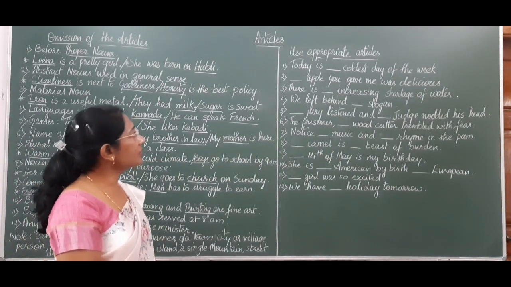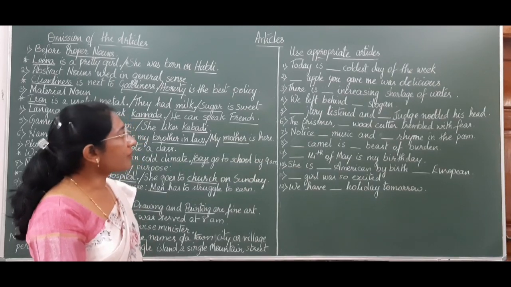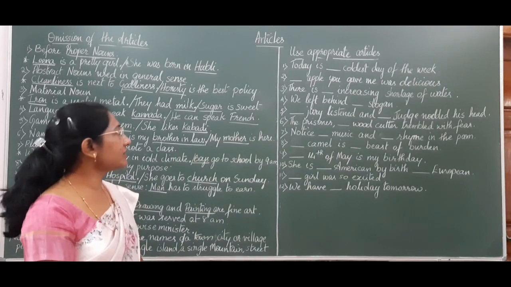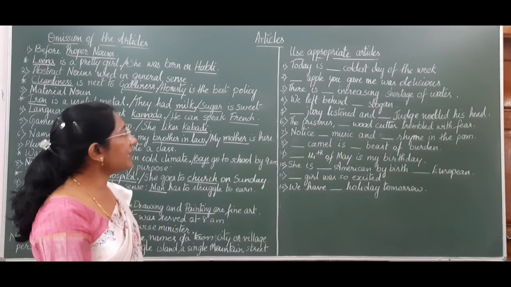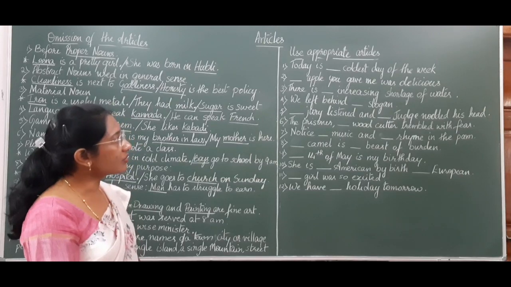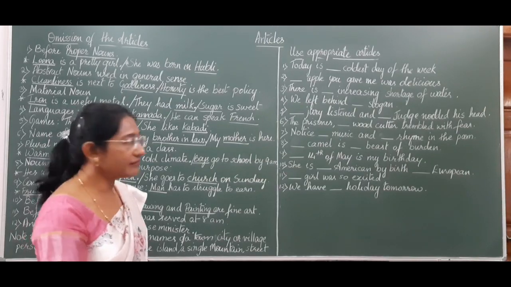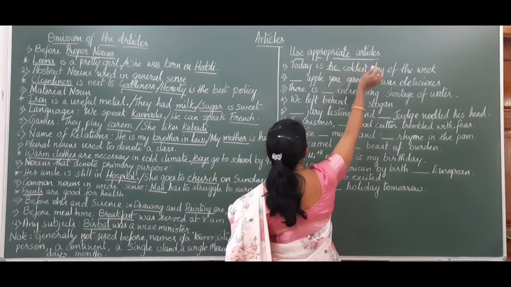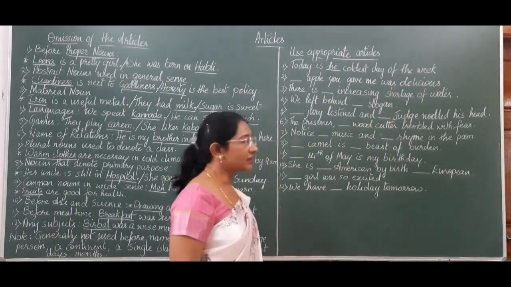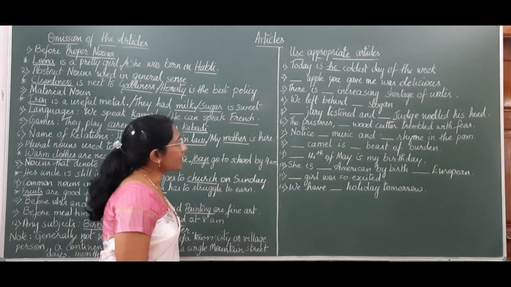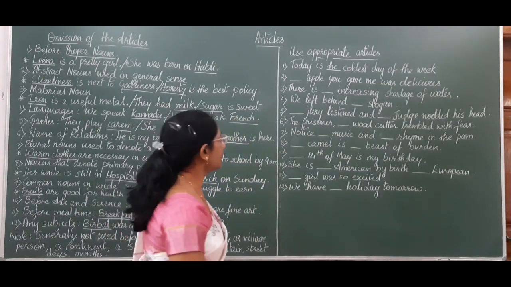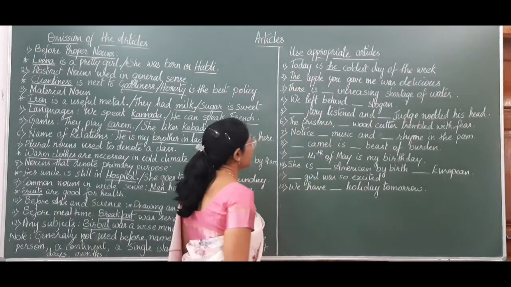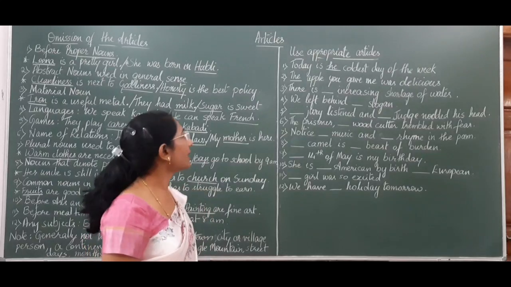Now let us know the usage. Use appropriate articles, either a or the, whichever is suitable. Today is the coldest, because coldest is a superlative word. We use the: the coldest day of the week. Dash apple you gave me, a particular one. The apple you gave me was delicious.